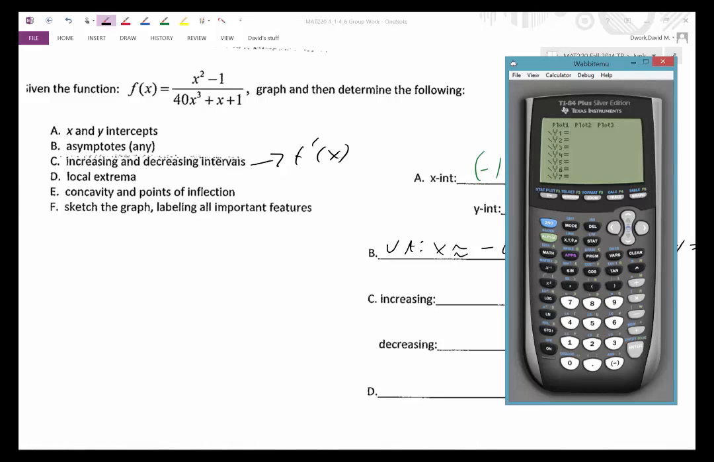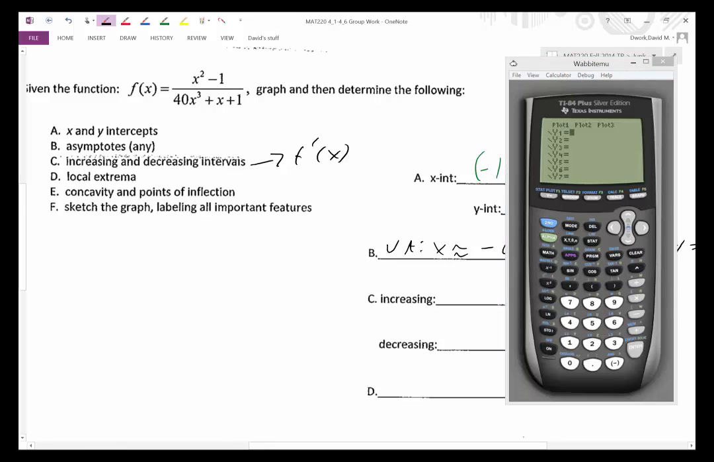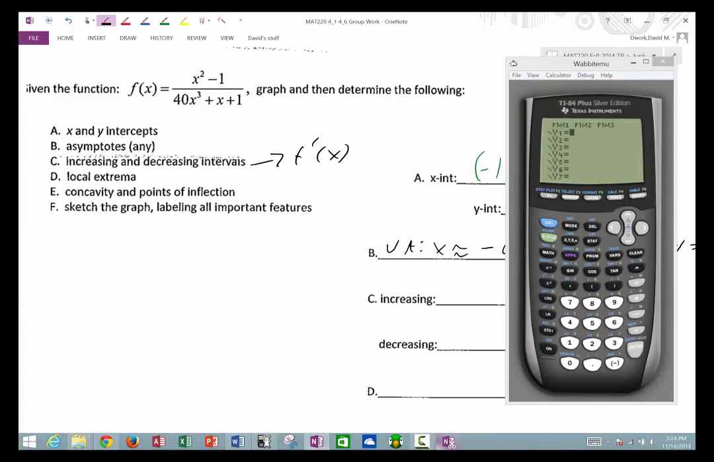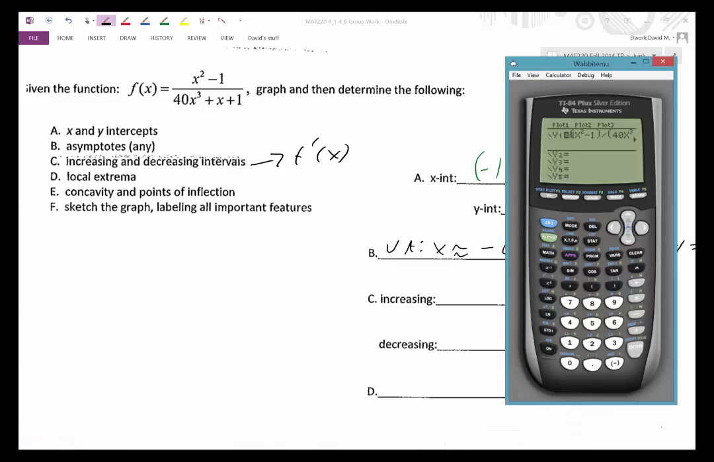In our y1 line, we're going to type in our original function. I'm going to pause the video while I do that. Okay, so now I have our original function typed in, and instead of trying to take the derivative and simplify it so I can type it into the calculator, I'm just going to let the calculator do it for me. So now here comes some button pushing.